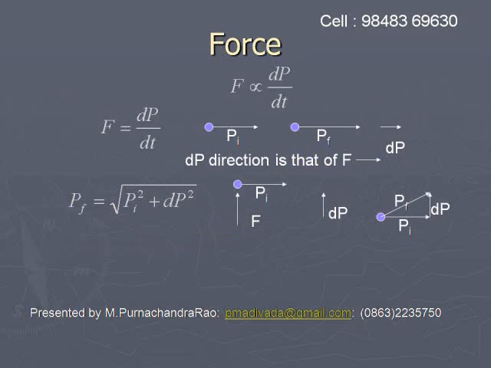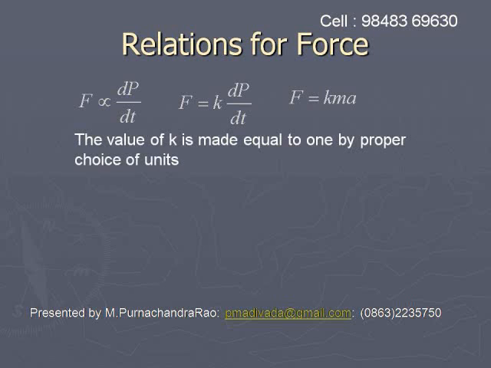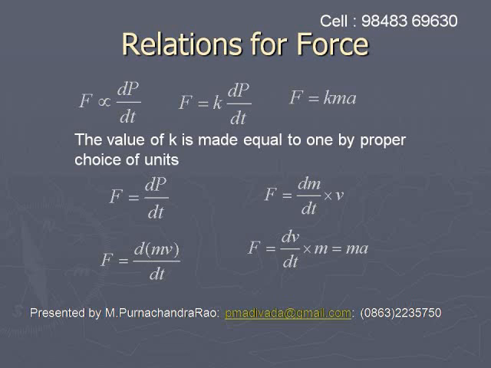From the second law, F is proportional to dP by dt, but by definition of the unit, we make the proportionality constant 1. Hence, force is equal to dP by dt. We can make this relation by choosing a unit of force such that the proportionality constant becomes 1.